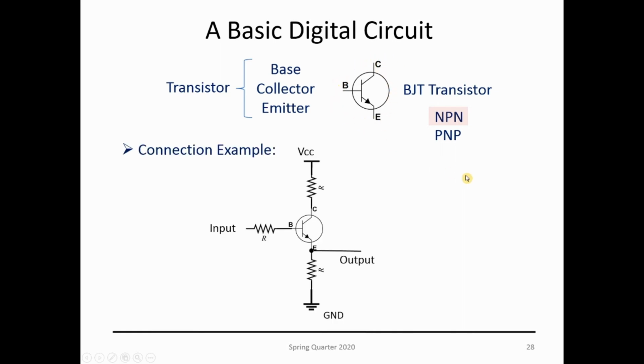And here you have a connection example. We have the transistor, we connect a set of resistors around the pins of that transistor, and we have our input and our output.